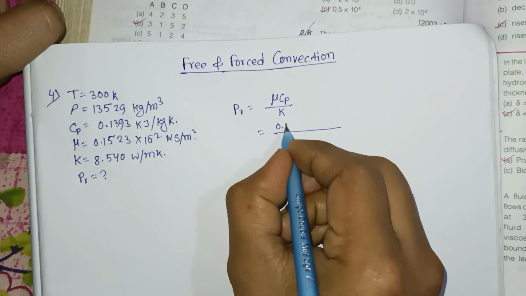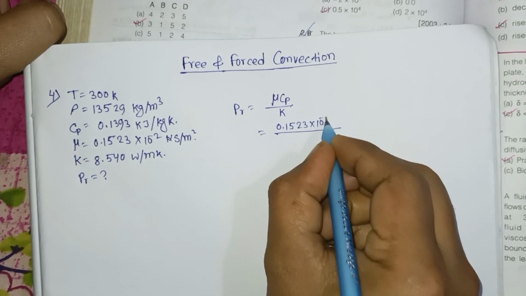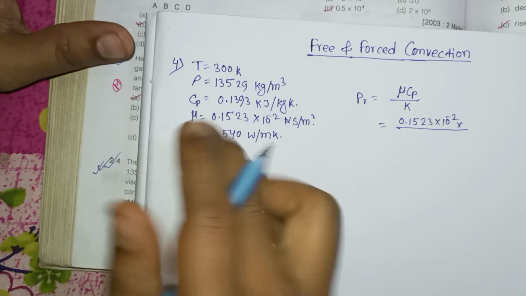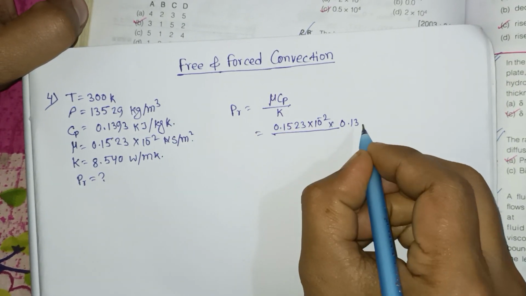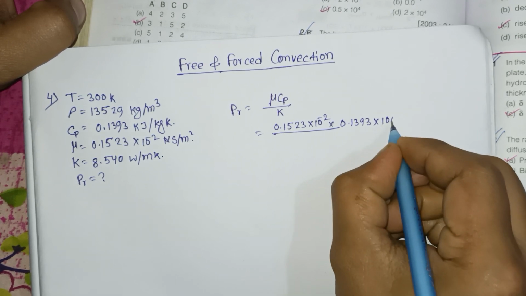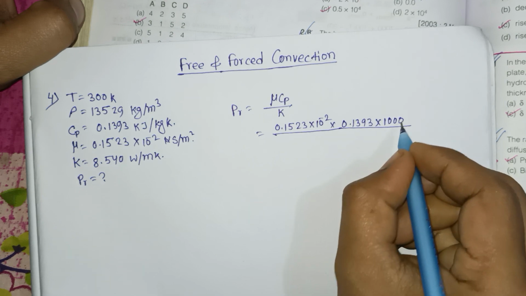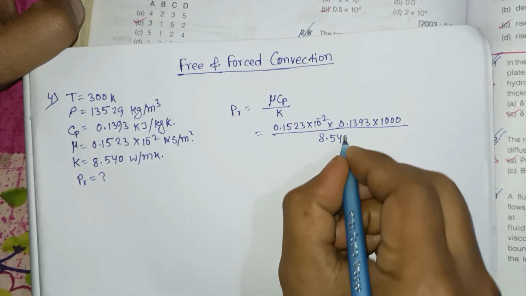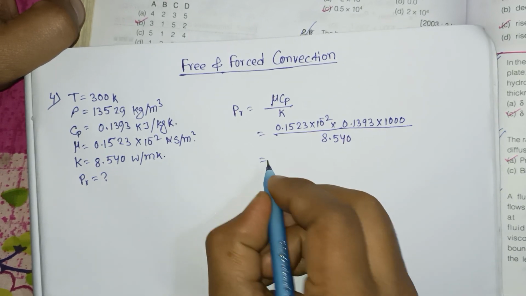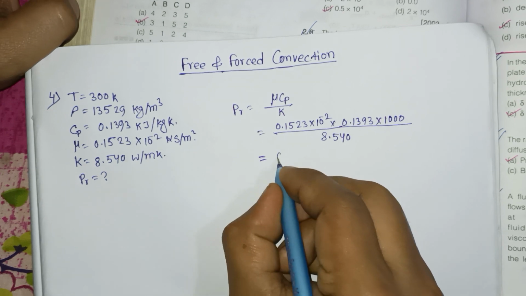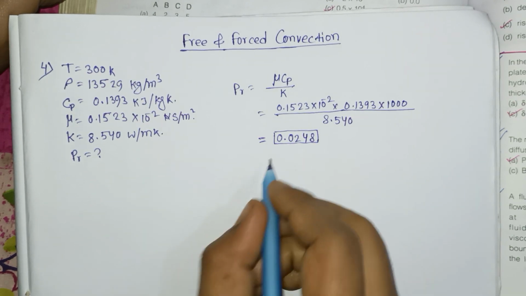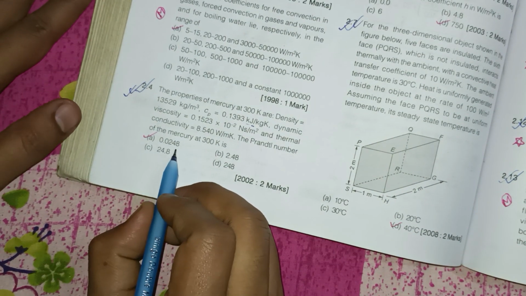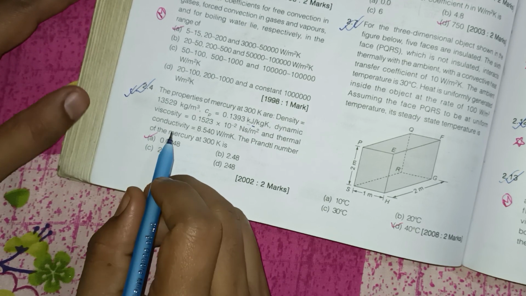If you put the value, then what is the value of mu? That is 0.1523 into 10 to the power minus 2, into Cp that is 0.1393 kilojoule, that means multiplied by 1000, divided by K that is 8.540. Okay, so if you calculate this value, this value will be 0.0248. So this is the correct answer. So the correct answer is 0.0248, option A.